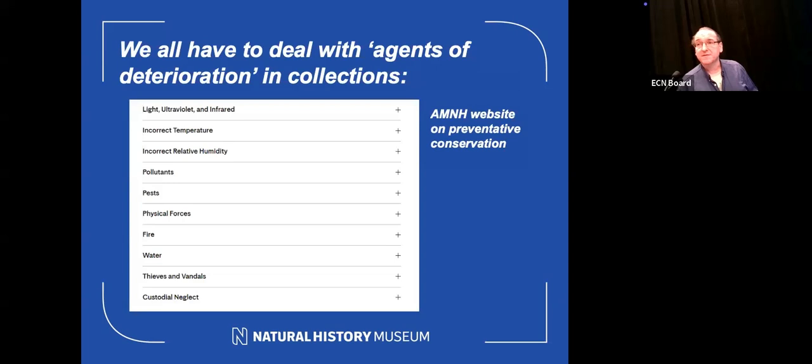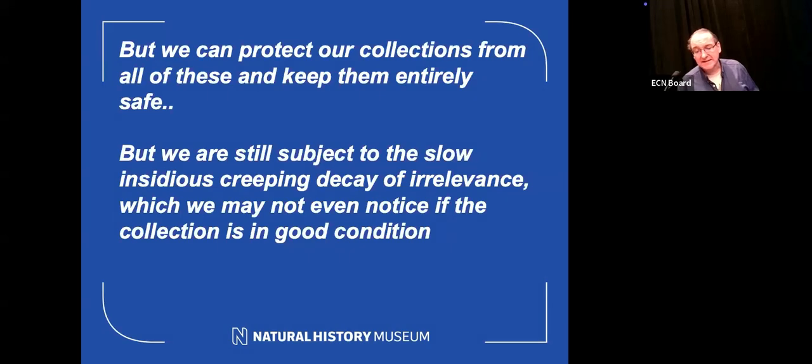We all have to deal in museums with agents of deterioration. This is the MNH's list of agents of deterioration. Things like light, temperature, pollutants, pests, physical forces, theft, fire, water, etc. And that's obviously all very important and part of our day-to-day work. But what we neglect is that we can protect our collections from all of these and keep our collections entirely safe, but we're still subject, if we're not careful, to the slow, insidious, creeping decay of irrelevance, which we may not even notice if the collection is in good condition.